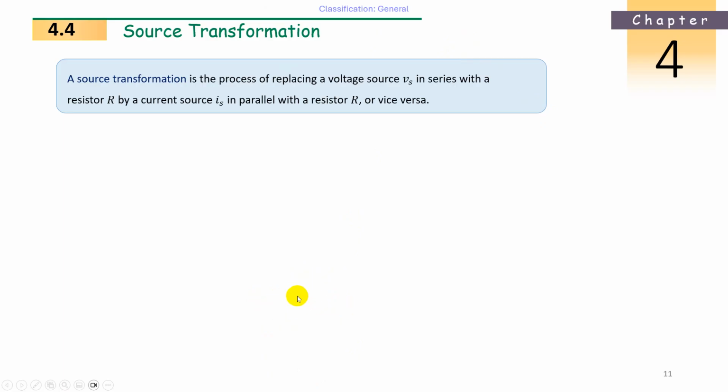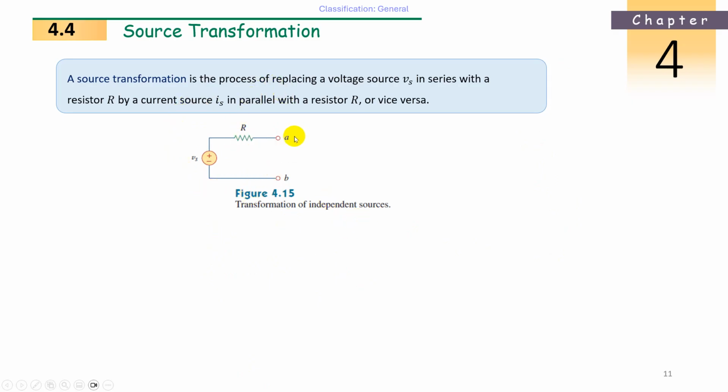The resistance will not change here because it's a physical quantity. It was in series with the voltage source, and now it will come in parallel with the current source. If you see the picture, you will understand. This is your voltage source, in series with a resistance, between terminals A and B.